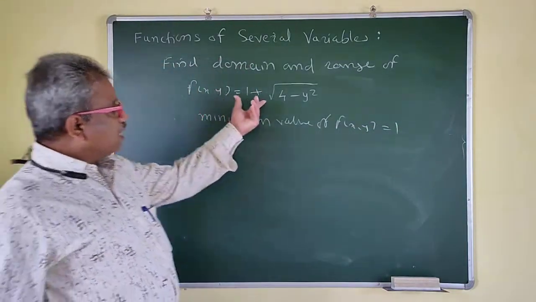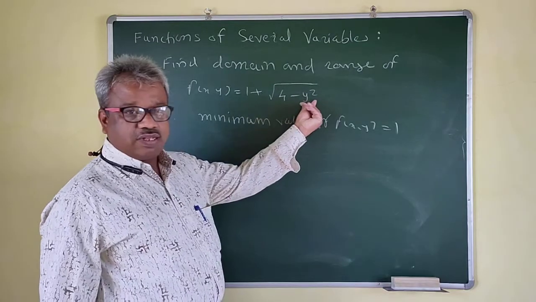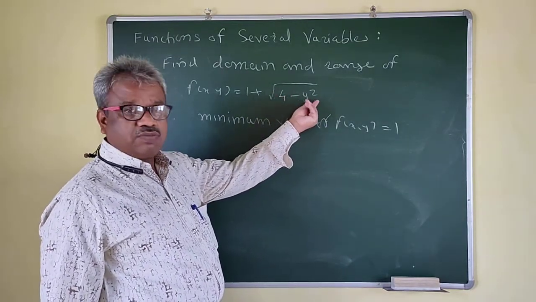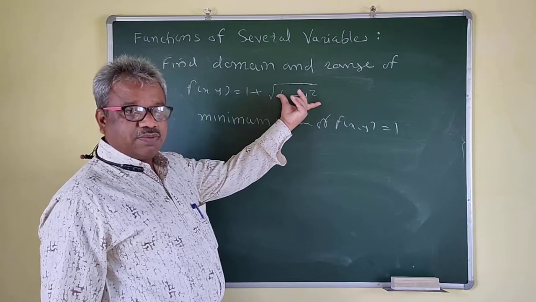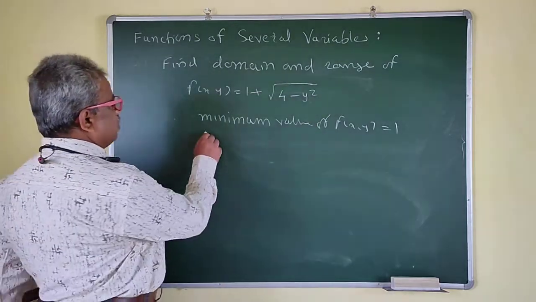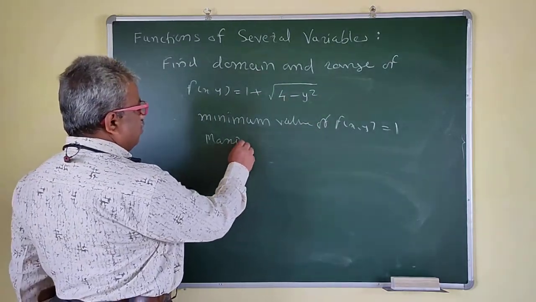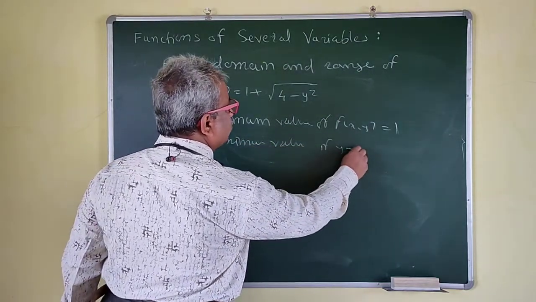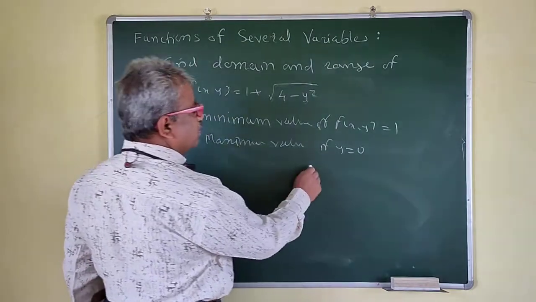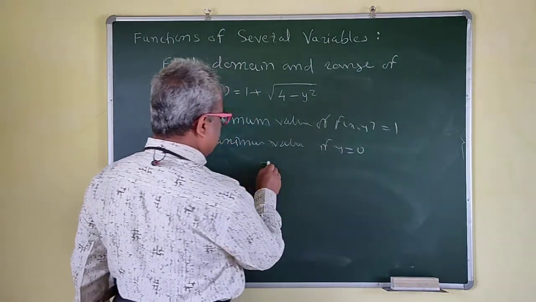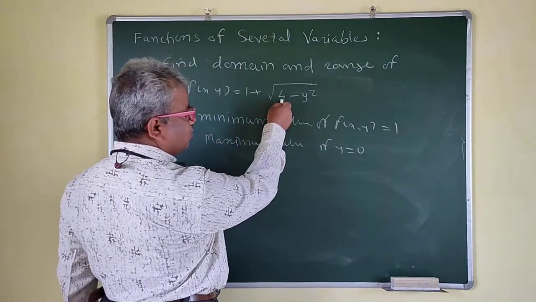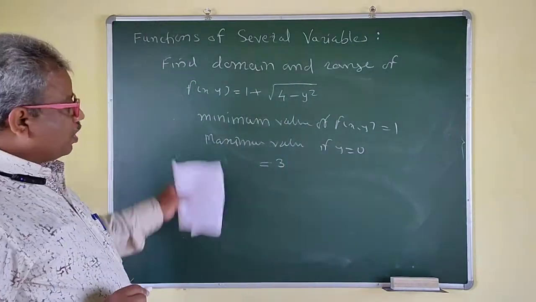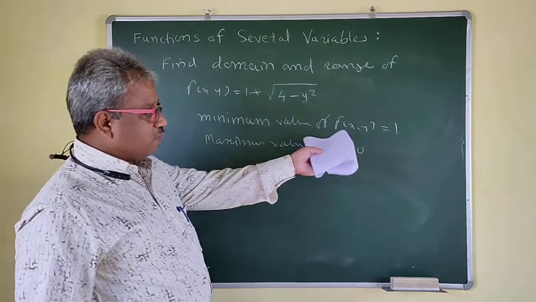And when we say that a function has a maximum value, if y is equal to 0, this should be greater than or equal to 0. That means y is 0, then it will be the maximum. So the maximum value, if y is equal to 0, then this is 2. 2 plus 1 is 3. So the function has maximum value 3, and the function has minimum value 1.